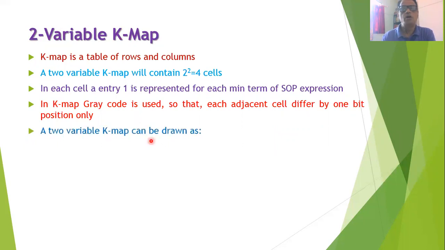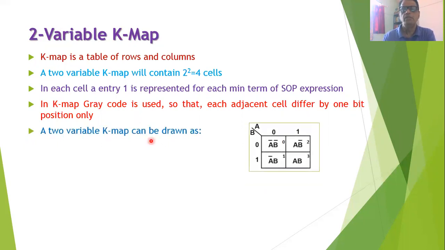Whenever we want to draw a 2-variable Karnaugh map, it can be drawn as shown in this diagram. This is the most significant variable A, and this is the least significant variable B. A can have a value either 0 or 1. B can have a value either 0 or 1. Each cell can be given a number. The first cell has number 0. Then the second cell will have number 1, because 0, 0 is 0, 0, 1 is 1, 1, 0 is 2, and 1, 1 is 3.